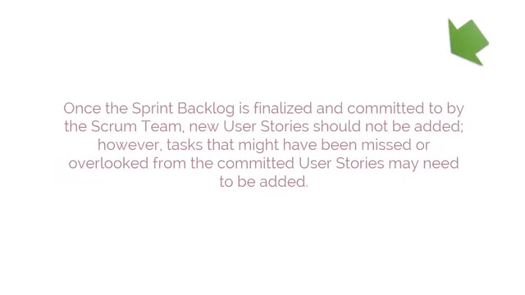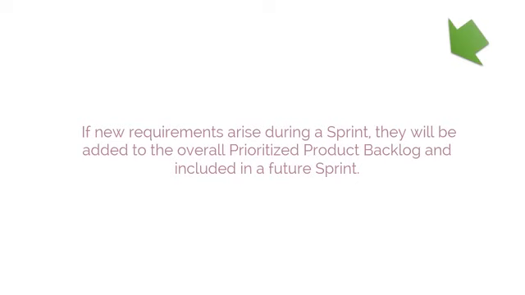Once the sprint backlog is finalized and committed to by the Scrum team, new user stories should not be added. However, tasks that might have been missed or overlooked from the committed user stories may need to be added. If new requirements arise during a sprint, they will be added to the overall prioritized product backlog and included in a future sprint.